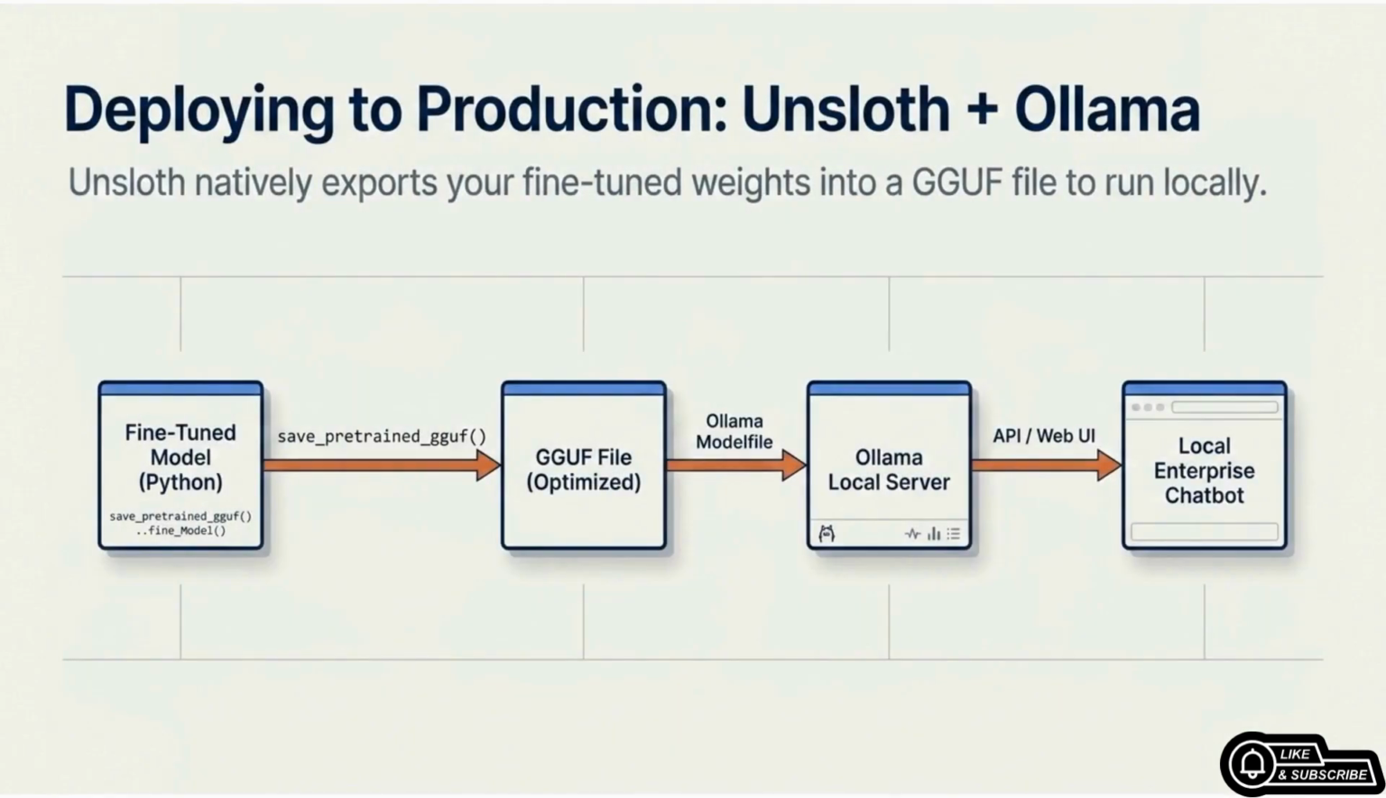After fine-tuning, the model can be exported into a GGUF format. This allows us to run the model locally using Ollama or similar tools. Once the model is loaded into a local server, we can expose it through an API and connect it to an enterprise chatbot or application.